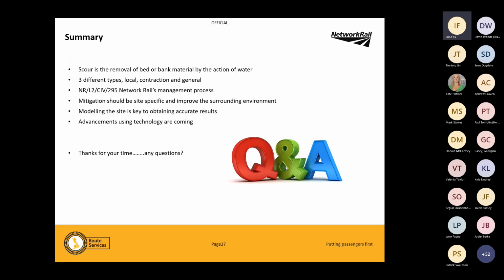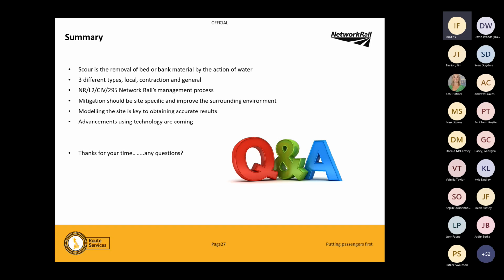So we've touched on, we know what it is. It's the removal of material and it's caused by water. It could be tidal, it could be wave, it could be a propeller, it could be drainage, it could be a river. There's 3 different types. We have got a management process. That management process is worth saying, by the way, is currently under review. We're trying to get the 3D CFD modelling written in as a stage 3 assessment, which hopefully will be coming shortly.